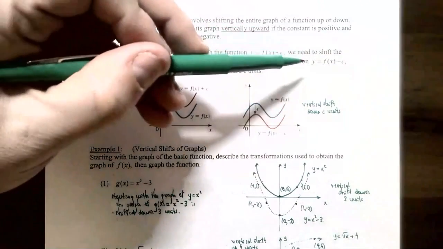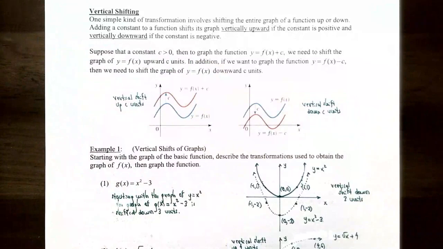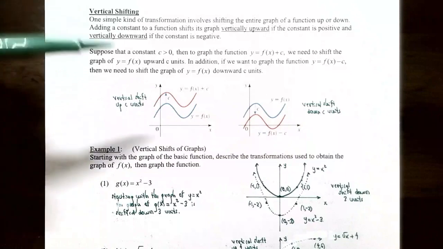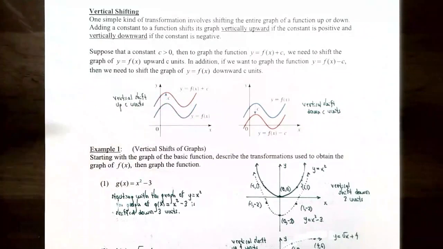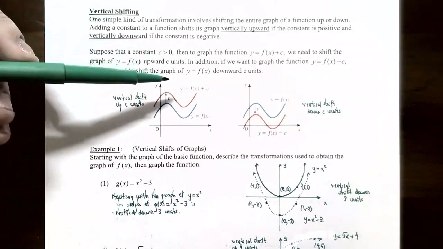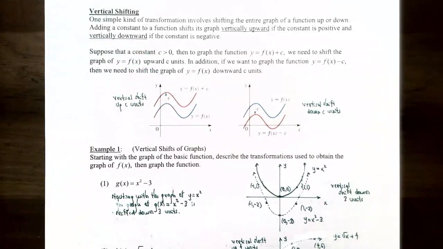And if you want to graph the function y equals f of x minus c, then you take the function y equals f of x and you shift it downward c units. So these graphs will give you an idea of what happens when you shift the graph upward or downward c units. If you take y equals f of x, that will be some function's graph originally, so that's the one in blue. And if you want to graph y equals f of x plus c, that would be a vertical shift up c units.